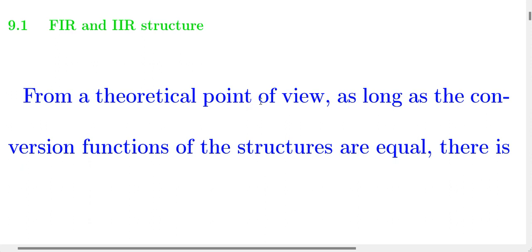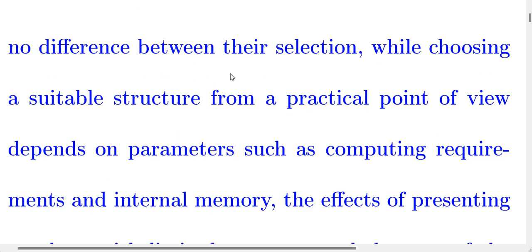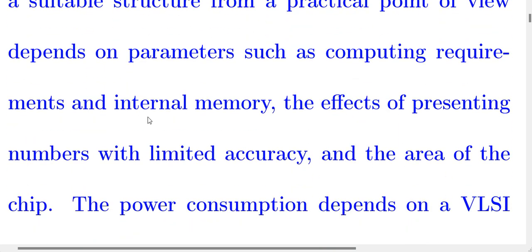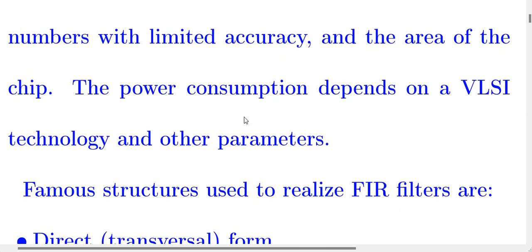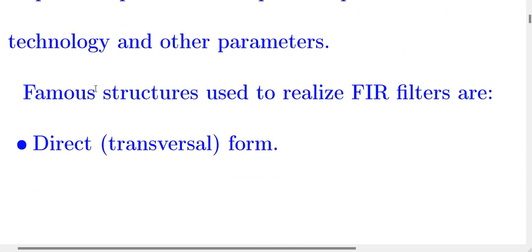From a theoretical point of view, as long as the transfer functions of the structures are equal, there is no difference between their selection. While choosing a suitable structure from a practical point of view depends on parameters such as computing requirements and internal memory, the effects of representing numbers with limited accuracy, and the area of the chip. The power consumption depends on the VLSI technology and other parameters.